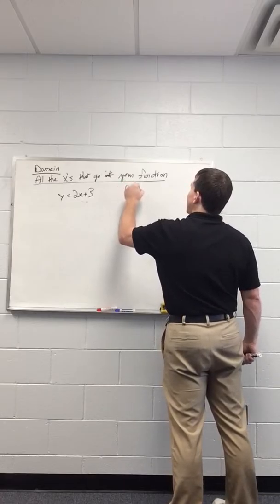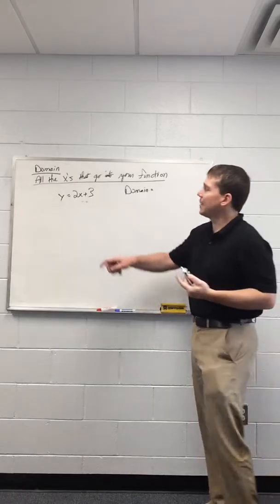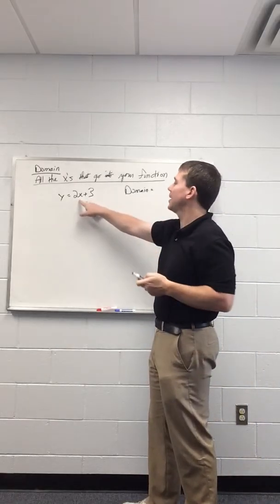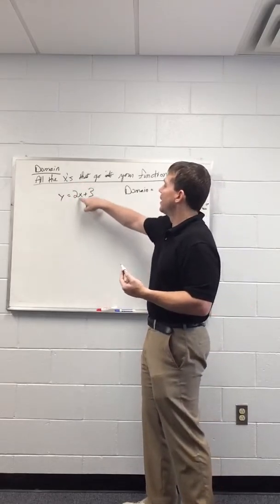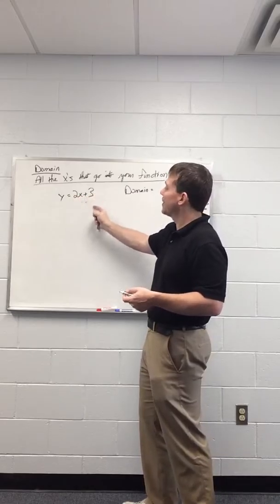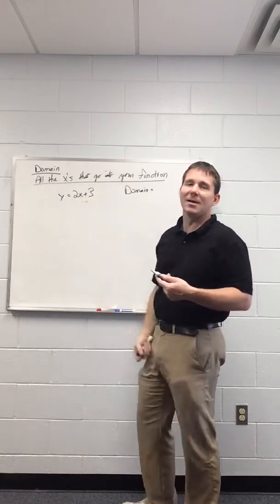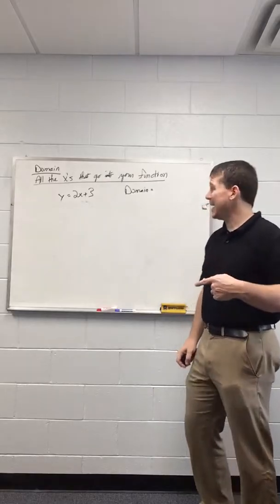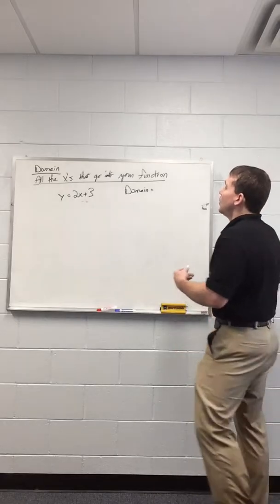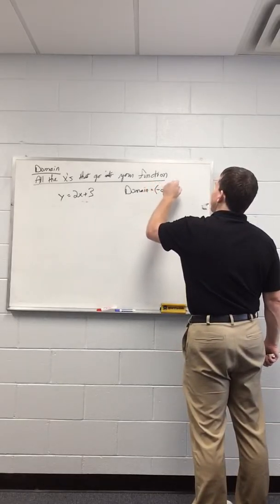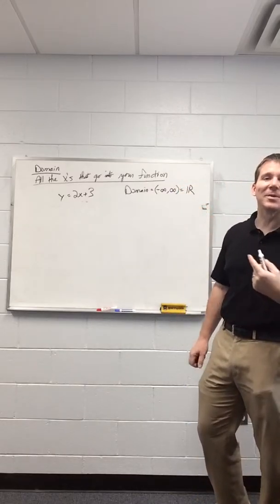If I want to find the domain, I ask, are there any x's that cause a problem? If I plug in a positive number, any number you can think of, I can multiply it by 2 and add 3 and I'll get a y. So the positives will work. If I plug in a negative number, I can multiply that by 2, add 3, and I'll get a y. If I plug in 0, I can multiply that by 2, add 3, and I'll get a y. Which means no matter what x, whatever number I plug in, I can get a y out. No x's cause a problem, which means my domain is negative infinity to infinity. All real numbers. If you want to be cool, you draw this little R-like thing right there. That's how we say all real numbers.